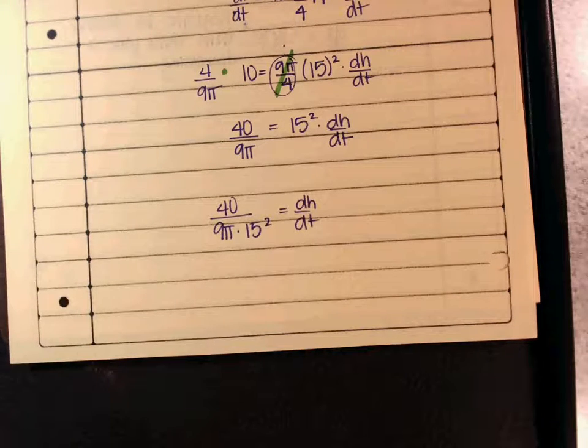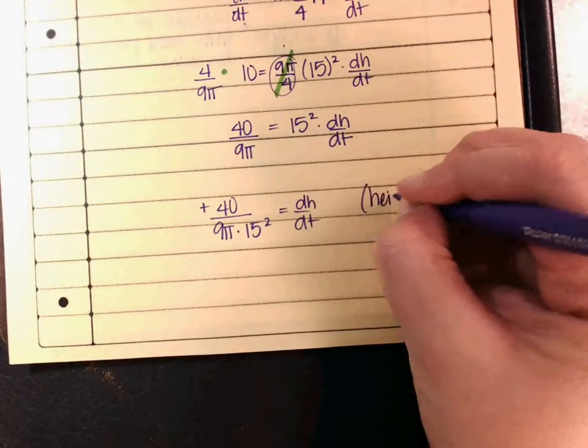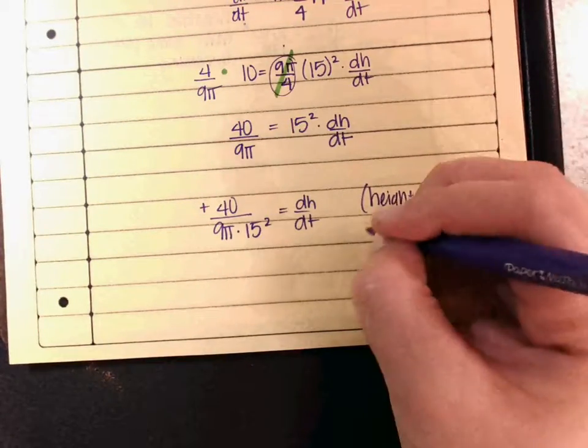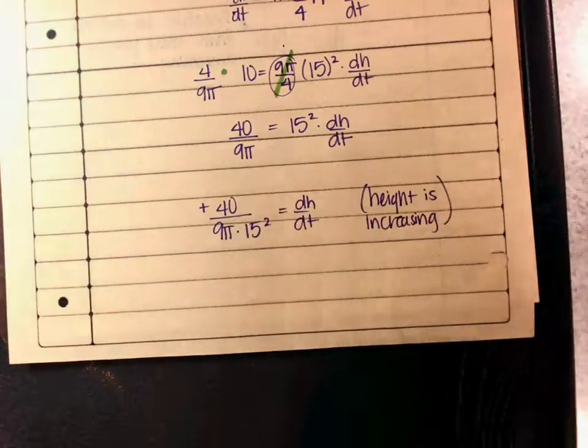Now, if this was a calculator question, obviously you'd find out what that is. But since we don't have a calculator, well, maybe you do, maybe you don't, I'm just going to leave it like that. Now, question, does it make sense my rate came out positive? Because what's happening to the height of the pile as the cone magically falls? It's increasing. So this is positive. Height is increasing. And that should at least somewhat make sense.